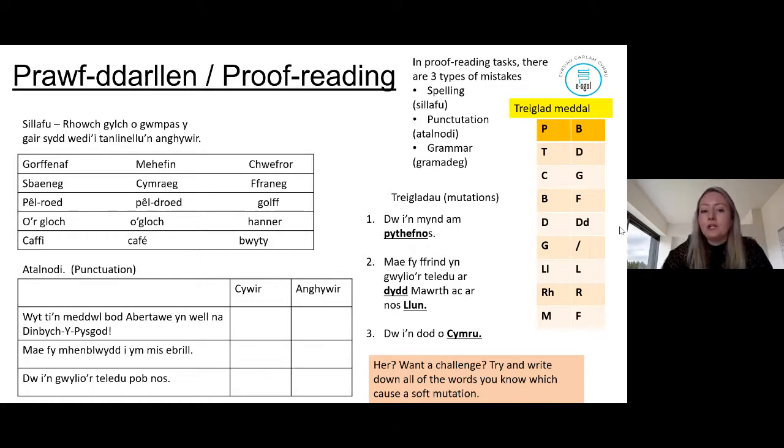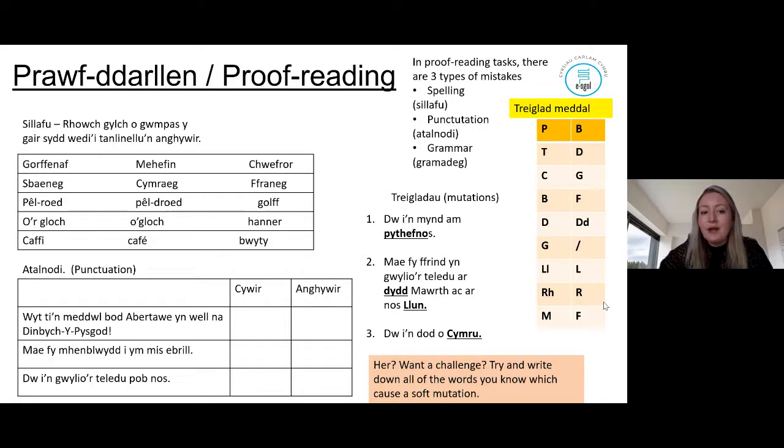Okay, let's have a look at the punctuation now then. So we've got three statements, tri datganiad, and we're going to say if the punctuation in these statements is cywir or anghywir. Is it correct or is it incorrect? Okay, so the first one says, wyt ti'n meddwl bod Abertawe yn well na dimbych y pasgod? Wyt ti'n meddwl? Do you think that Swansea is better than dimbych y pasgod, Tenby? What do you think? Is that exclamation mark cywir or is it anghywir? Pop your answers in the chat for me so we can discuss.